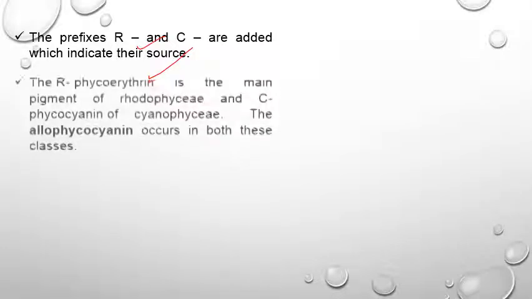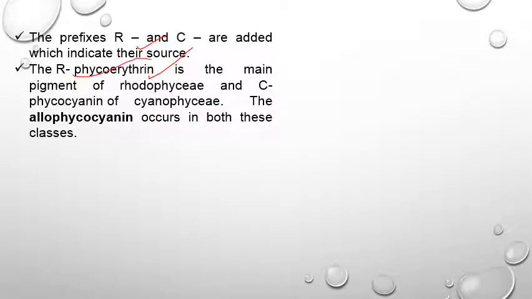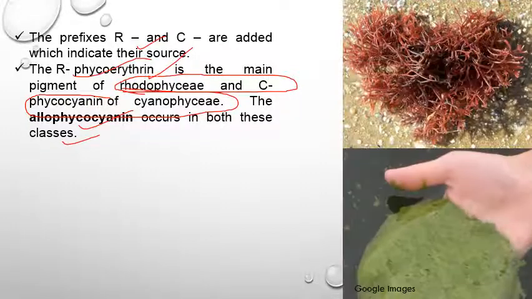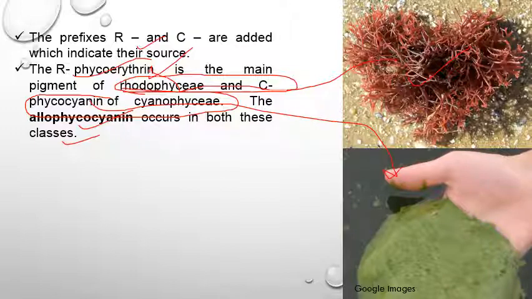The prefixes R and C are added, which indicate their source, as in R-phycoerythrin and C-phycocyanin. These prefixes are used in the case of biliproteins. R-phycoerythrin is the main pigment found in red algae, the Rhodophyceae, and C-phycocyanin is found in blue-green algae, and allophycocyanin occurs in both. So phycoerythrin is found in red algae, and phycocyanin is found in blue-green algae.